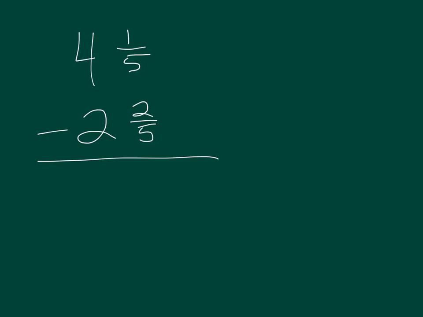Realizing that you can't do that, we're going to have to now borrow. So we're going to take 1 from the 4, turn that 4 into a 3. We're going to borrow 1 whole. So we're going to add that 1 whole to the existing fraction. We're going to create a fraction that equals 1. The denominator should be the same. That makes it easy. And the numerator then would have to be the same as the denominator. And now we can add 1/5 plus 5/5, which equals a total of 6/5.